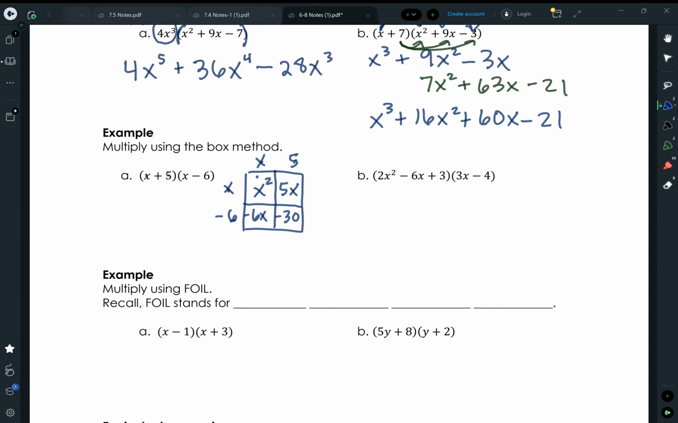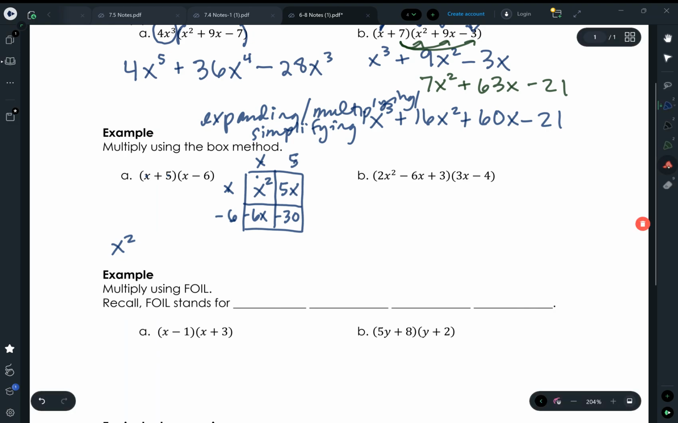So now I want to go ahead and write down this expansion. I'm going to start with x squared. So remember we said that we're expanding. You could say that we are multiplying. And you could even say that we are, what's the other word? Simplifying. Because we're getting rid of parentheses and we're putting like terms together. So directions can say a lot of different things. Part of what we need to do is to make sure we understand math vocab.